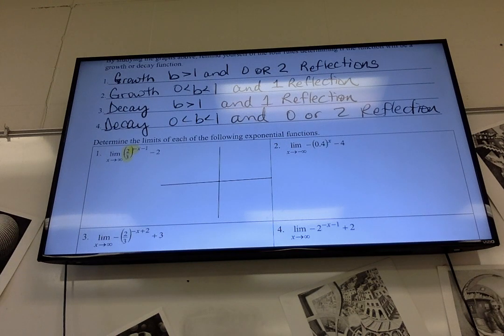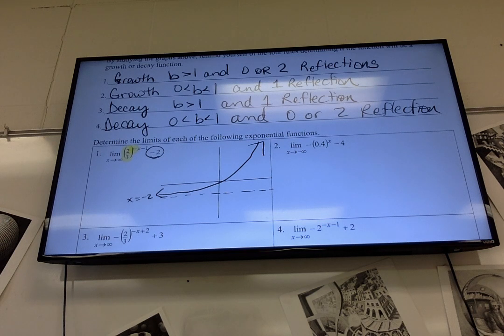Here's how you tell. We start with the asymptote, which is here. Horizontal asymptote is at -2. And then, I know that since there is not a negative in front of the 2/3, that means it's going to be above the asymptote. So if it's growth and it's above the asymptote, then it's going to have to look something like that.